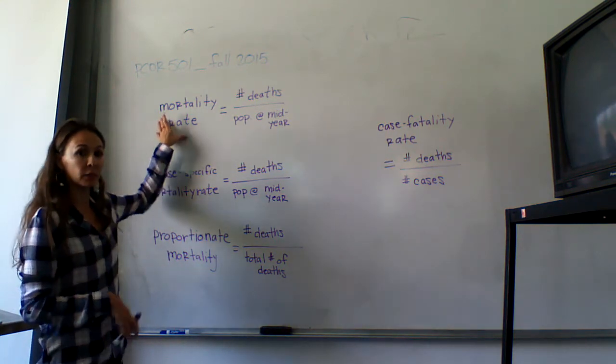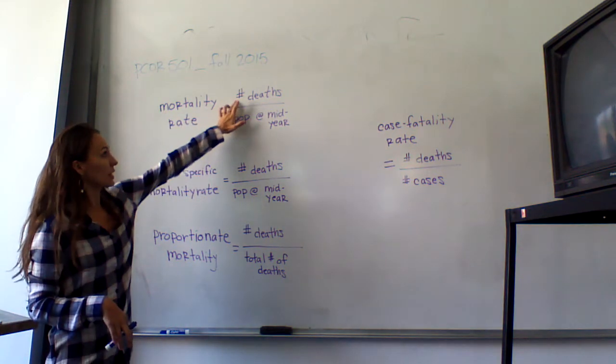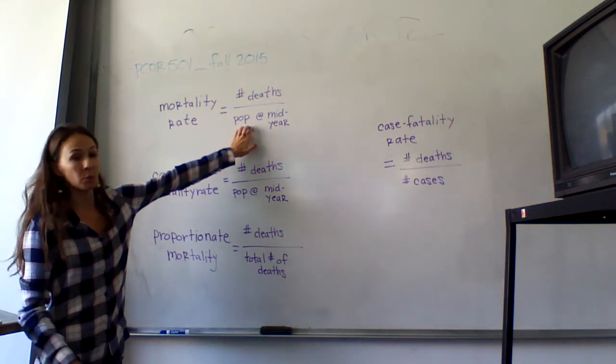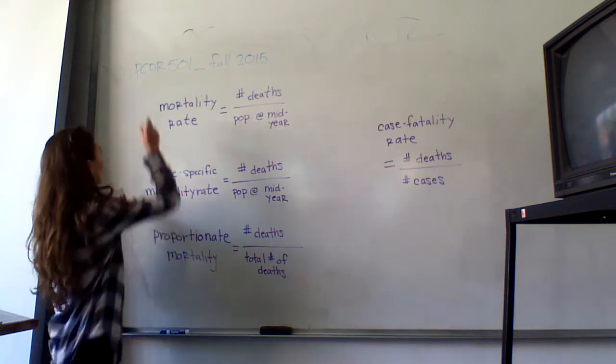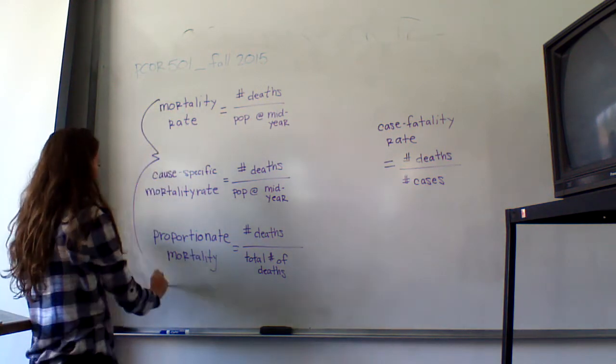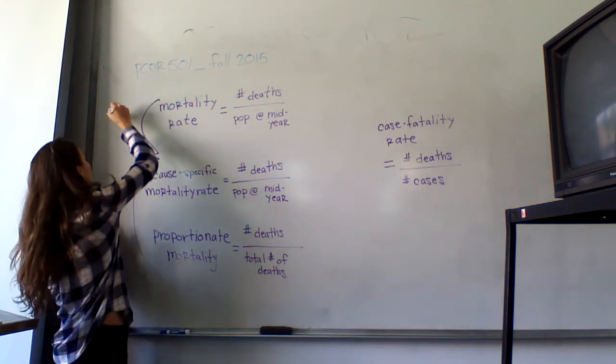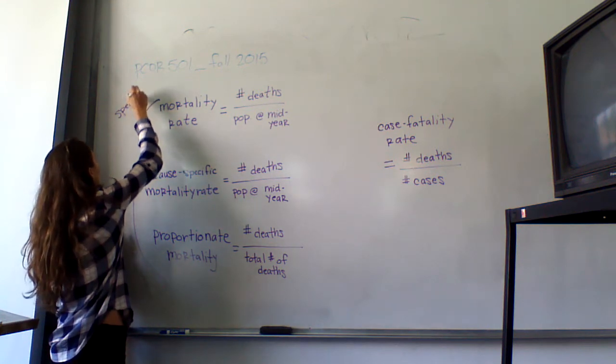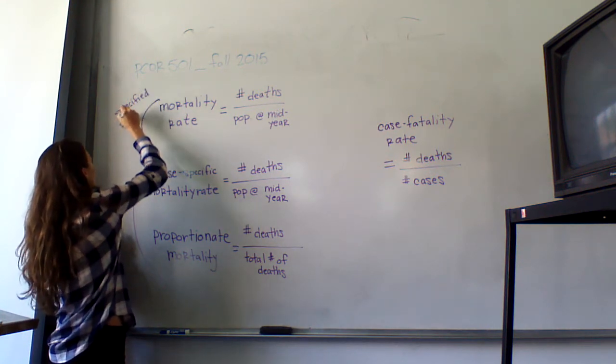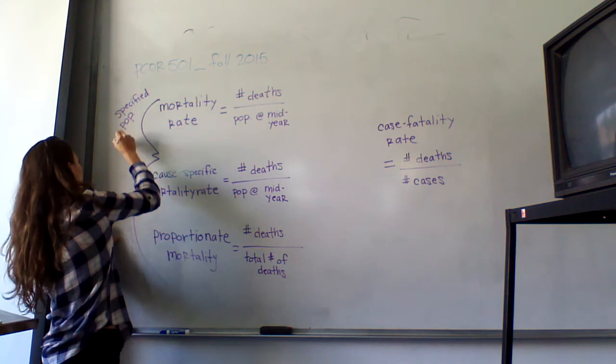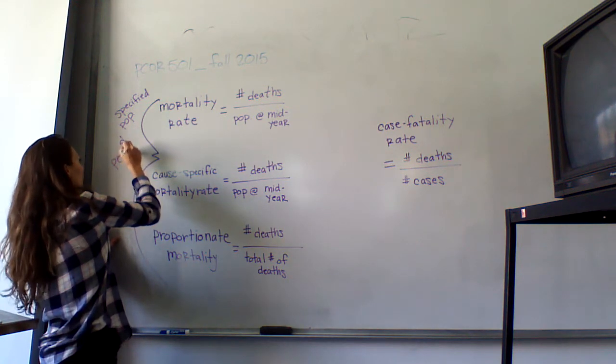Your basic formula for mortality rate is the number of deaths divided by the population at mid-year. And of course, we'll write down for a population that you defined and for a period of time that you defined.